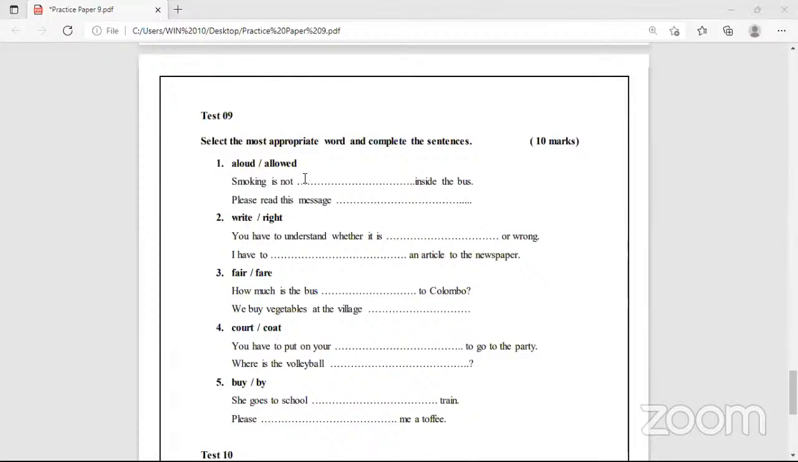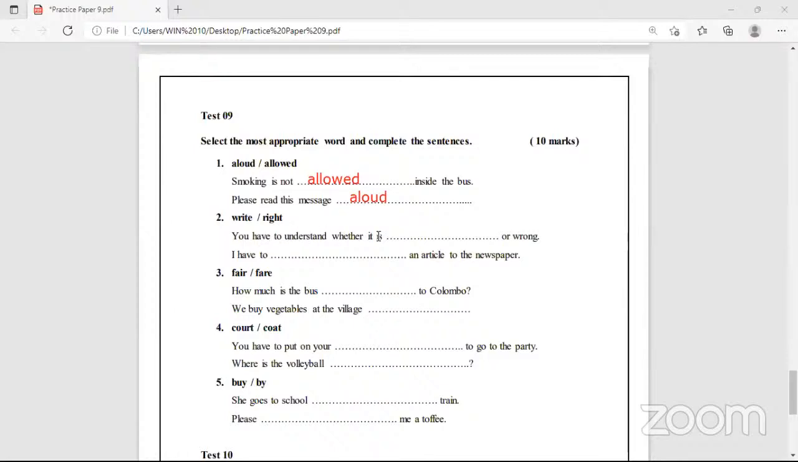First one, smoking is not allowed inside the bus. Please read this message aloud. Here this allowed means permitted. Smoking is not allowed on the bus.